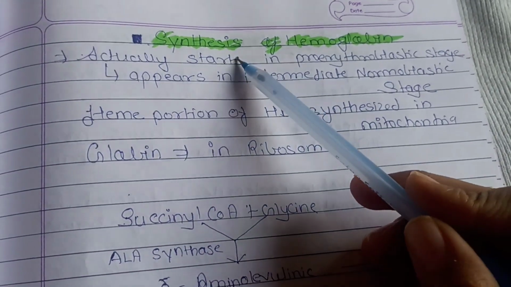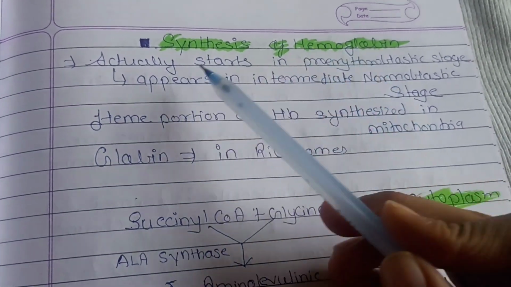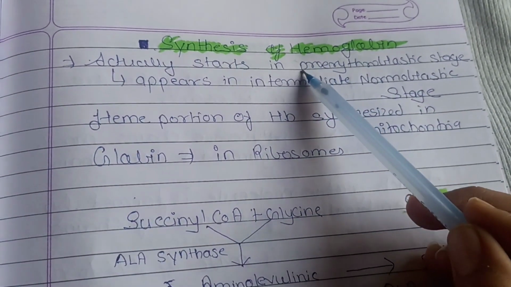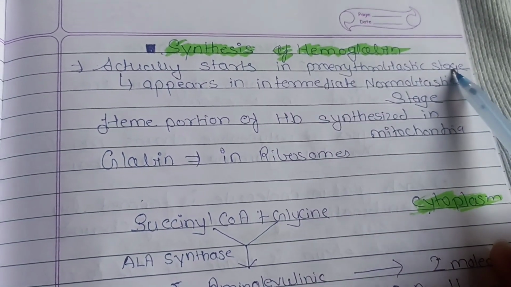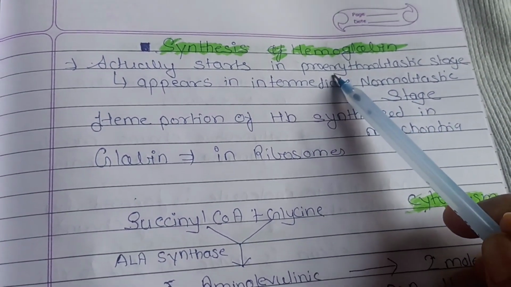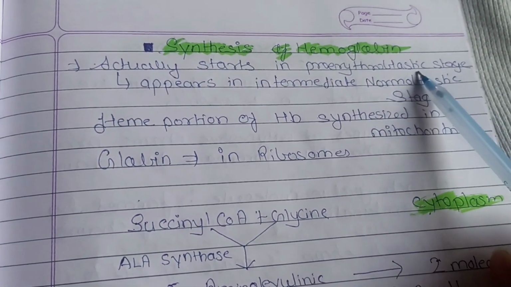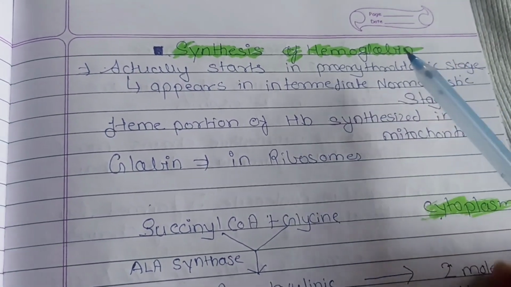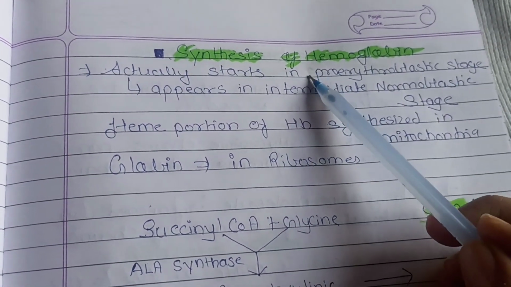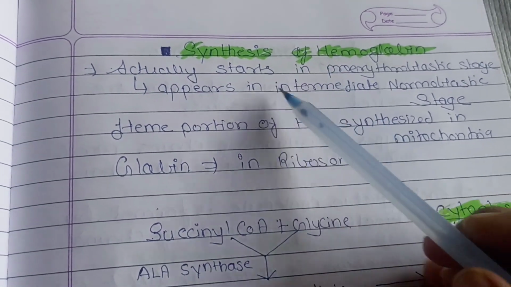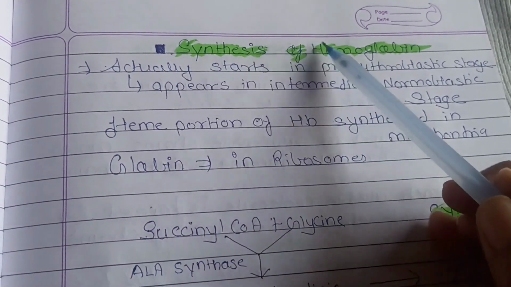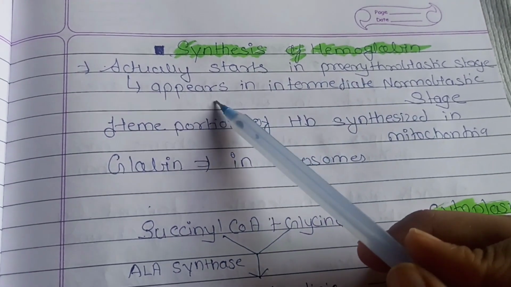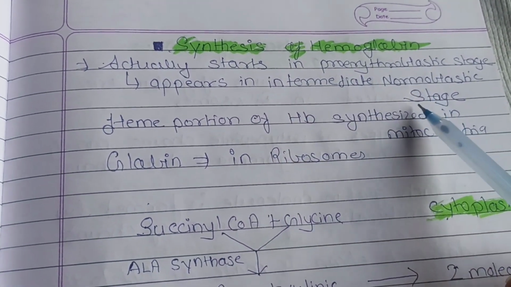So now we'll see synthesis of hemoglobin. It actually starts in the pro-erythroblastic stage. If you don't know what the pro-erythroblastic stage is, then first study erythropoiesis and stages of erythropoiesis, and you will understand what the pro-erythroblastic stage was. We saw that pro-erythroblastic was the first stage. So synthesis of hemoglobin actually starts in the pro-erythroblastic stage but appears in the intermediate normoblastic stage.